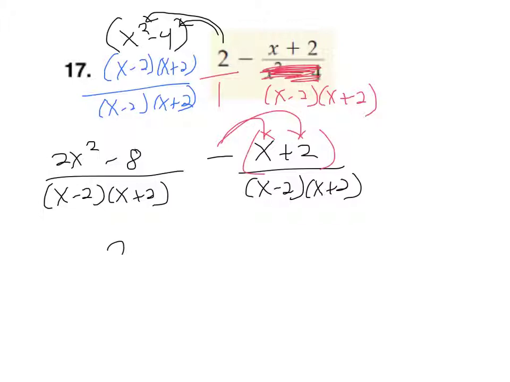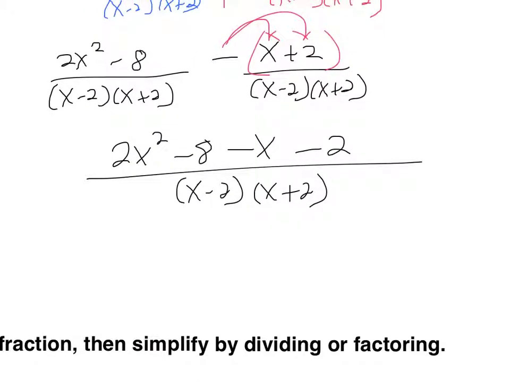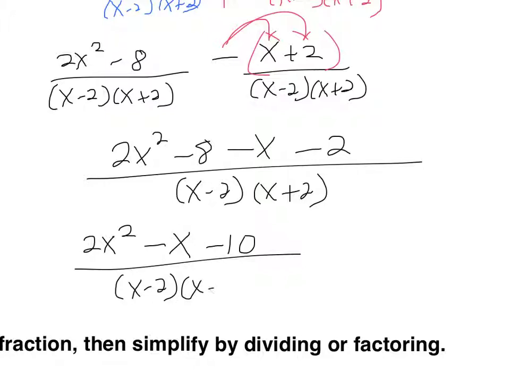So now let's put it all together. I'm going to have 2x squared minus 8 minus x minus 2, all over the denominator x minus 2, x plus 2. All right. Can we simplify this at all on top? Can we combine any like terms? Well, 2x squared, there aren't any other square terms, so that's just going to stay like that. x, there's only a single x term. And then negative 8 and negative 2, those do combine to make negative 10. And we have x minus 2 and x plus 2.